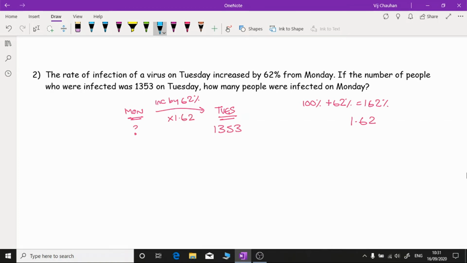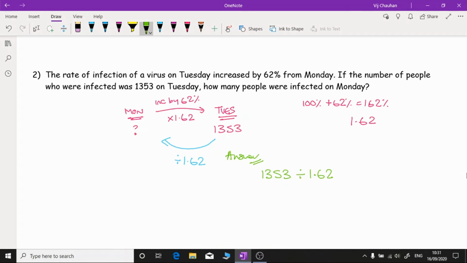So to get to the answer for this, the opposite of multiplying by 1.62 is to divide by 1.62. So to get your final answer, all I need to type in is 1353 divided by 1.62. And again, because the percentage increased from Monday to Tuesday, I'm expecting a smaller number for Monday. So if I get an answer that's bigger than 1353, I know again I've gone wrong.